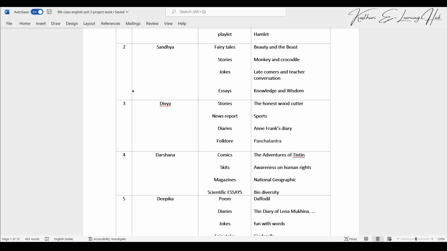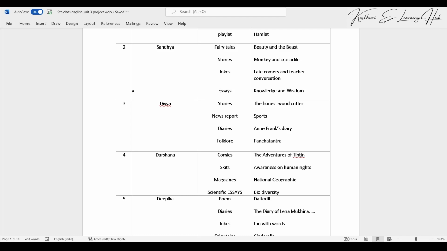First preference, they want fairy tales. Second, stories, jokes, essays. So we can even do it like this: each student one only we can ask, and that way it will go to 25. Or each one of us will collect five students' data, and that will come to 25. That is also correct. Any of the ways as per your convenience you can go with. We need to have a discussion in the group on how we shall go.